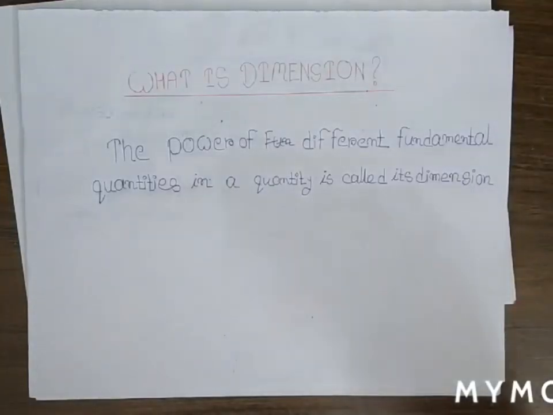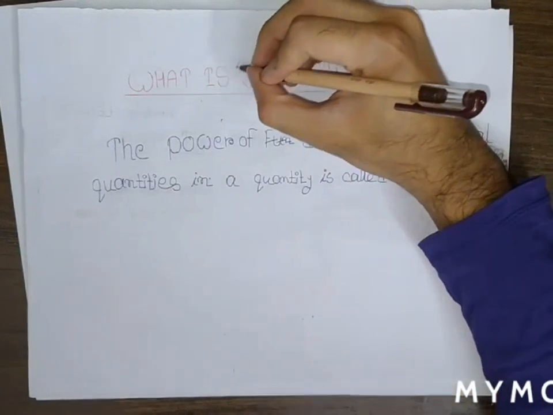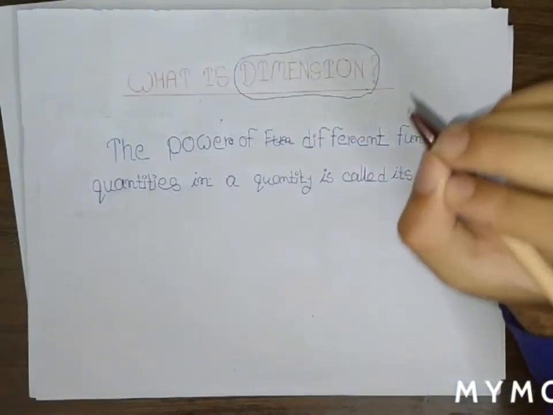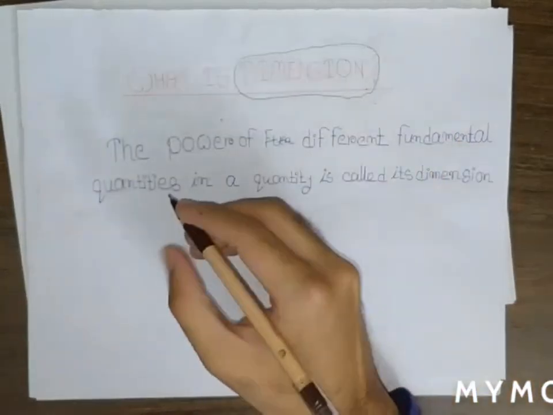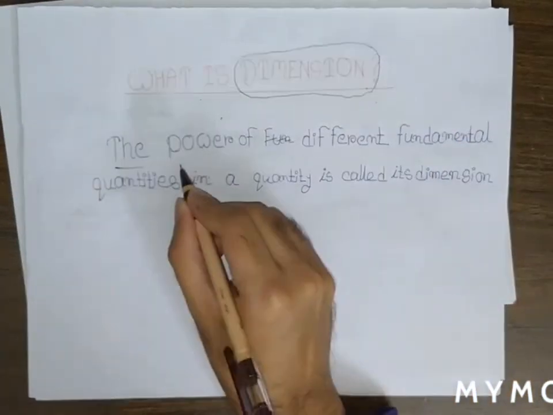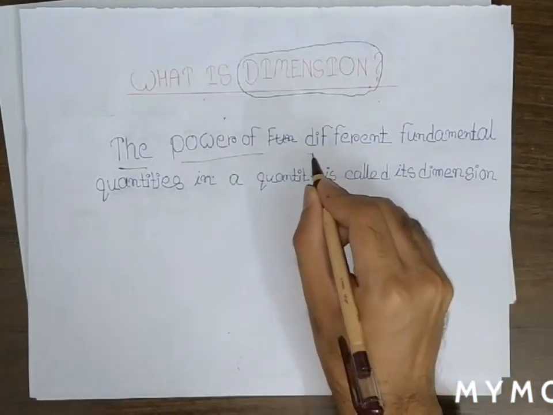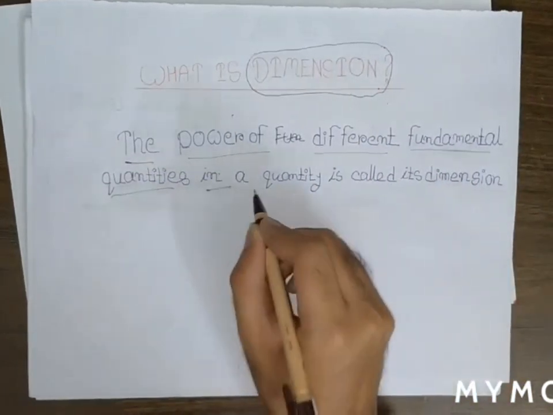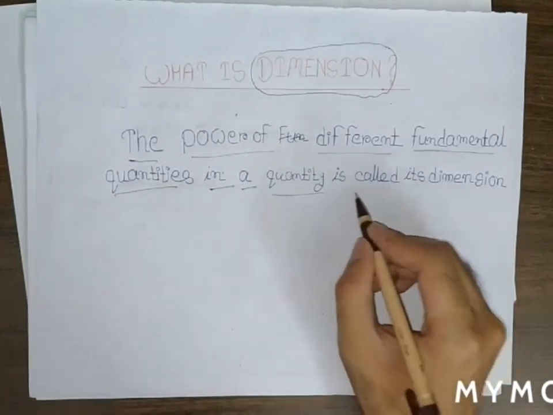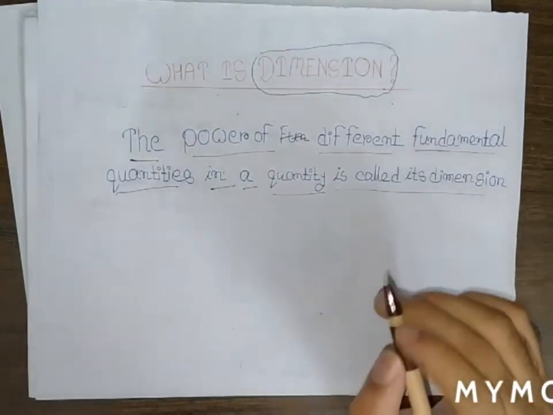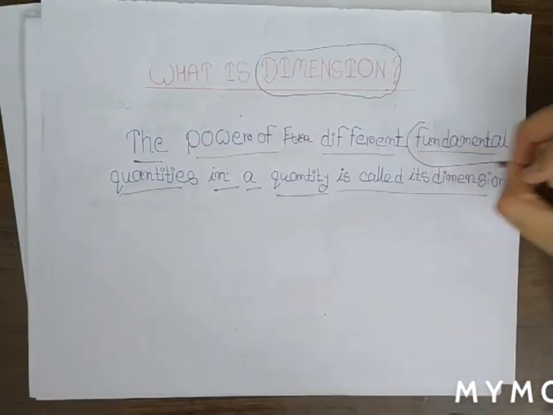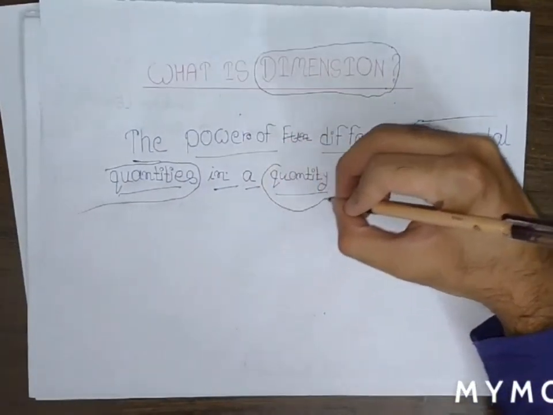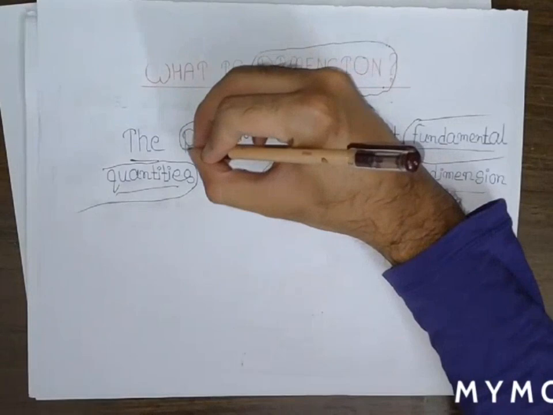Hello viewers, our today's topic is dimension. Now, what is dimension? The definition of dimension is the power of different fundamental quantities in a quantity is called dimension. Here the keywords are fundamental quantities, quantity, and power.